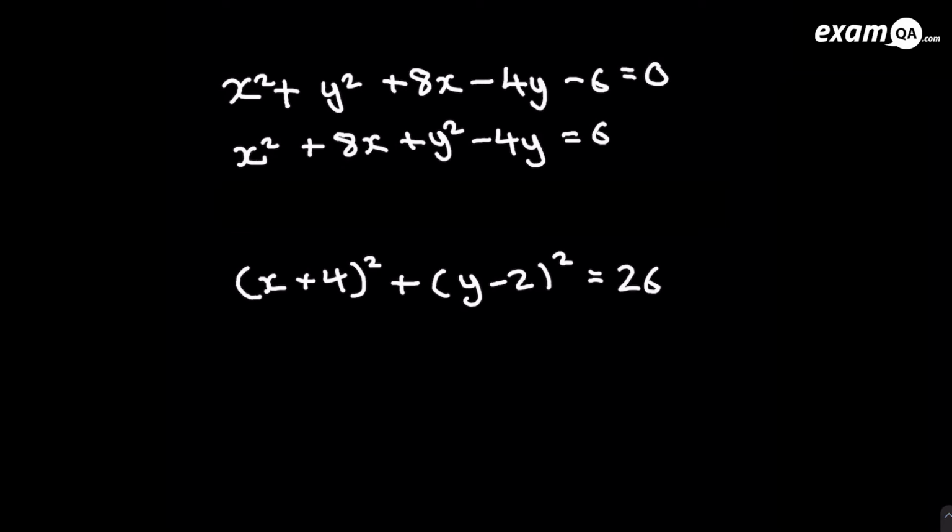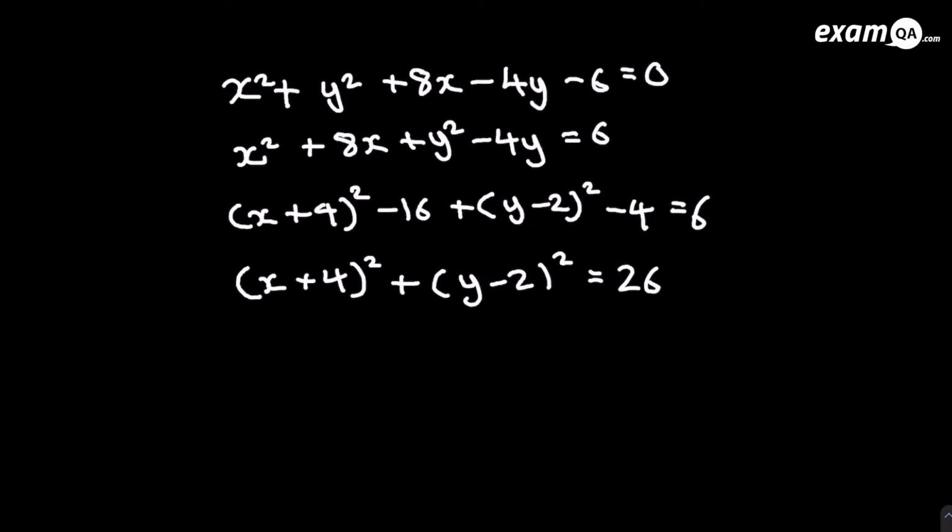You should be familiar with completing the square, so let's go ahead and do that. We've got 8x here, so we're going to write (x plus 4) squared. There's going to be an extra 16 because of the 4 squared, so we subtract 16. We've got a minus 4 in front of the y, so we half that, which is minus 2. So we'll write (y minus 2) squared. That gives us an extra plus 4, so we minus 4 to get rid of that. And that's equal to 6.